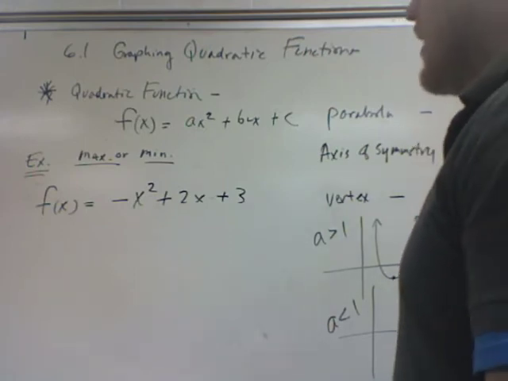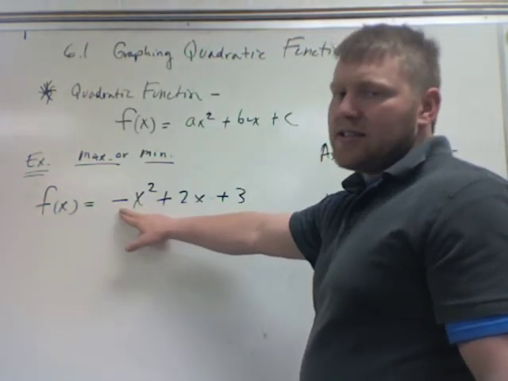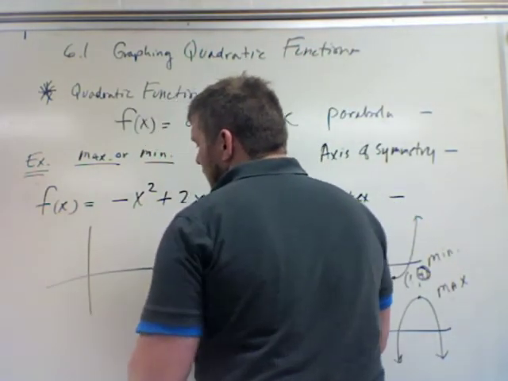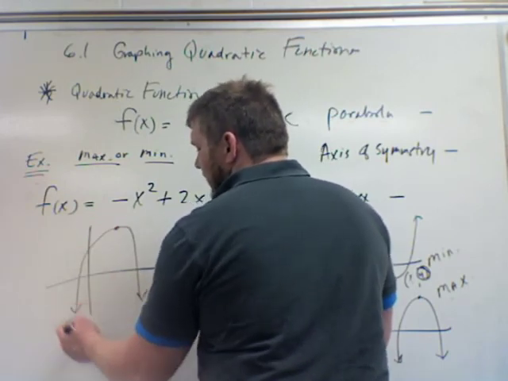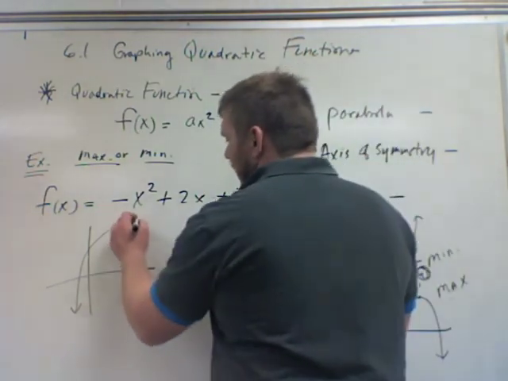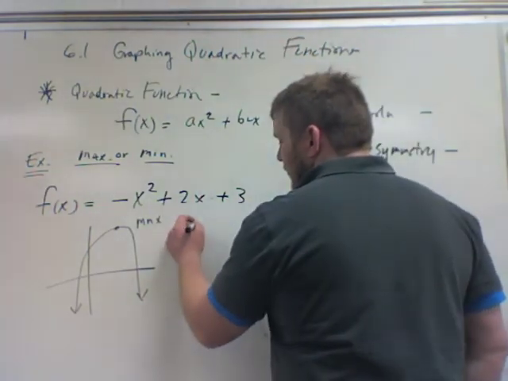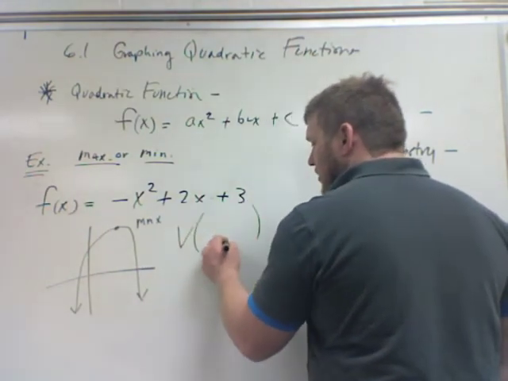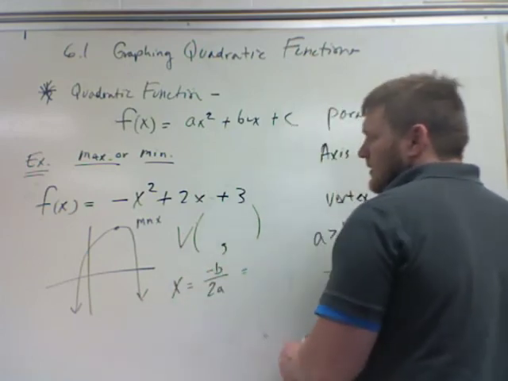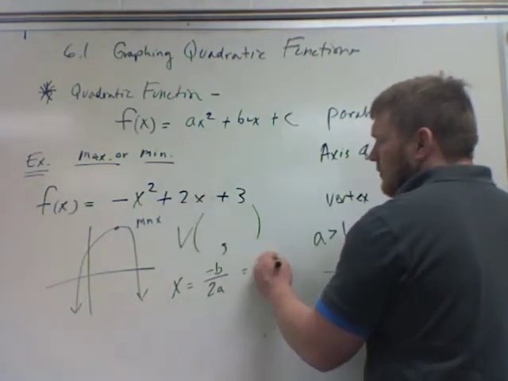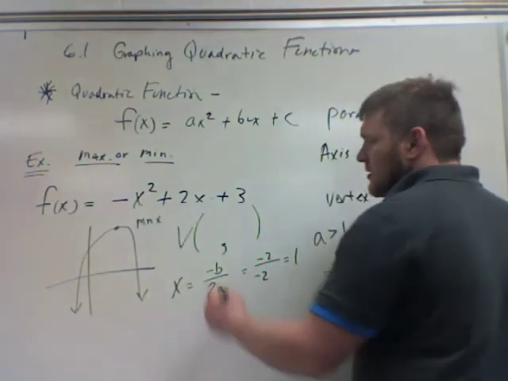So if all I'm asked here for this function is to find the max, I should be able to recognize how this function is going to look. Let's say it goes like that. I should realize that the parabola opens downward, so I'm going to have a maximum for the function. Well, how do I find that? The first thing I need to do is find the vertex. I need to find the x-coordinate, which is x equals minus b over 2a. Minus b is negative 2. 2a, 2 times negative 1, is negative 2. So we're getting 1. So my x value is 1.